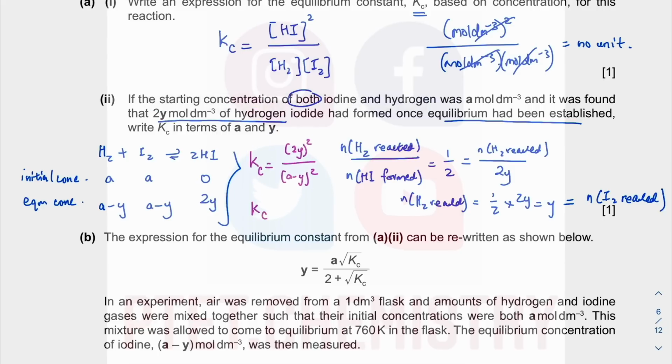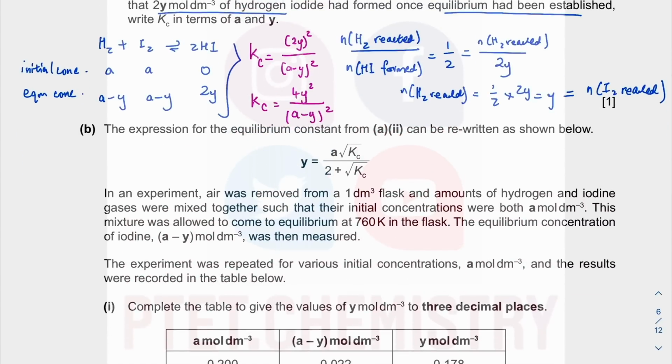And again, I'm not making my life easy for myself. You don't leave your answer like that. You always have to simplify, okay? I'm sure you know this from your maths classes, that you need to simplify your expression all the time. So this is the simplified expression that I could get for the Kc. The expression for equilibrium constant from part A2 can also be rewritten. So you want to make y the subject. Basically they're giving you the answer, right? Well, you don't have to, but I'm just saying that this is the answer. You can get Kc from this as well, alright?